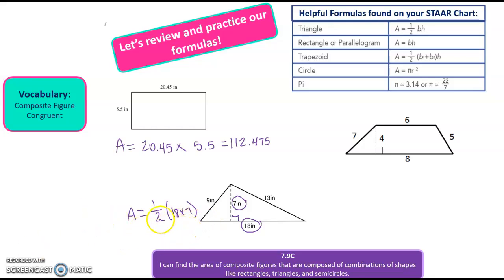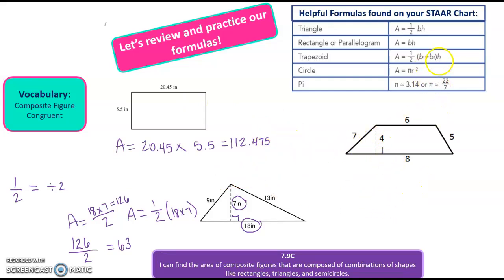Another way to look at that formula is area equals base times height, or 18 times 7 over 2, because 1/2 is the same as dividing by 2, okay? So that 18 times 7 is 126. Ran out of room, so let's go down here. 126 divided by 2 is 63. So let's move on now to our trapezoid.